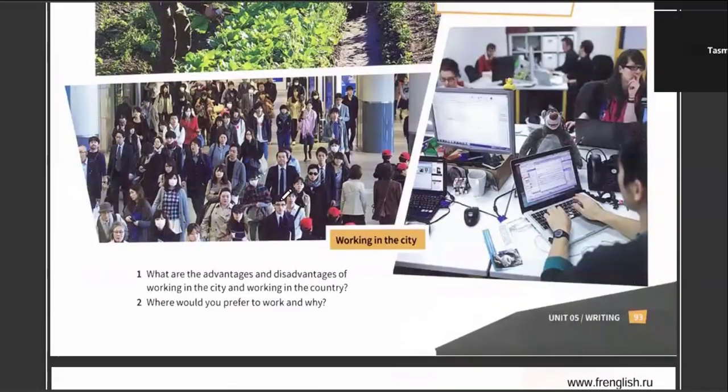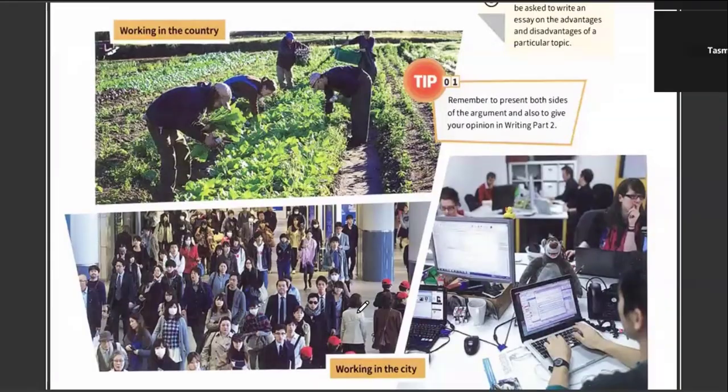And for the second question, where would you prefer to work and why? So in my opinion, I think working in a city will be better for my future and my career, as there are a lot of networking and job opportunities. So I can focus on my professional growth, and I can also focus on my career and advancement.